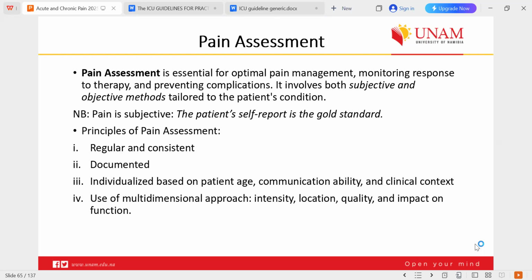All right? And pain assessment should be based on the patient's age, communication ability, and the clinical context. Also, you should use a multidimensional approach, not just one pain assessment scale. All right, this will all help you to look at the intensity of the pain, the location, quality, and impact on the patient's activities of daily living or function.